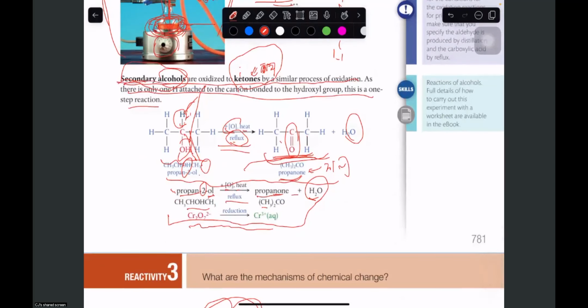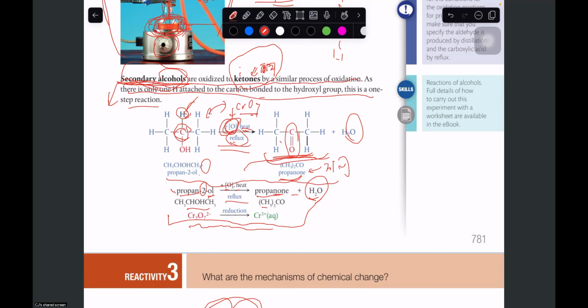The next one is the secondary alcohol. In secondary alcohol, the carbon only connects with one hydrogen, like this one, right? This carbon only connects with one hydrogen, so it is the secondary alcohol. If we mix it with the Cr2O7 ion, it will provide the oxygen ion. So if we mix them together and we give them heat.